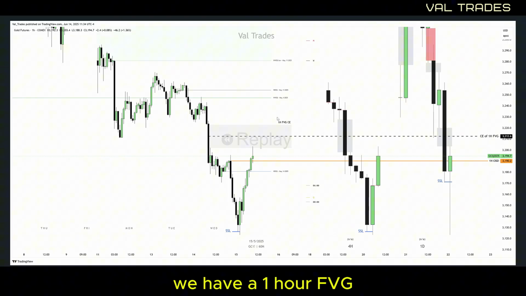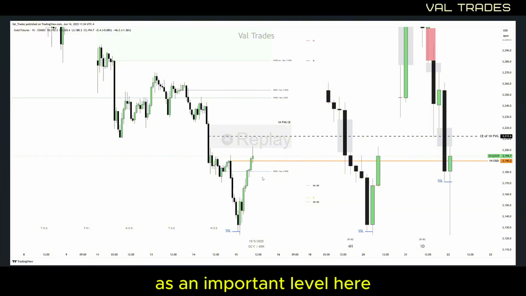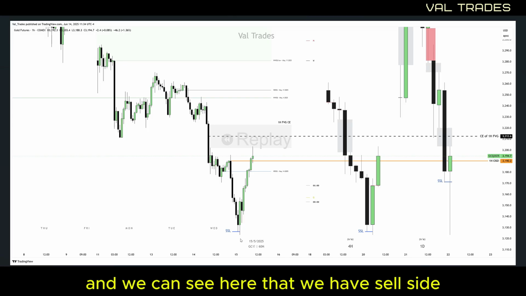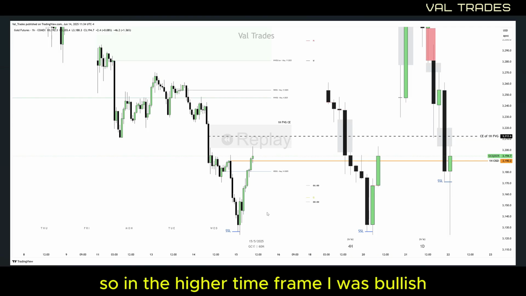We have a 1-hour FVG. I marked the consequent encroachment as an important level here. We also have a change in the state of delivery in the 1 hour. And we can see here that we have sell-side liquidity sweep in the 1 hour, in the 4 hour, and also in the daily. So, in the higher time frame, I was bullish.